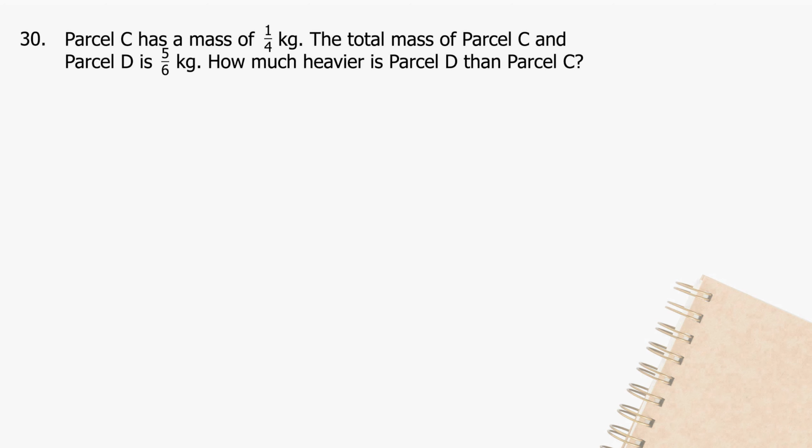Question 30. Parcel C has a mass of 1/4 kilogram. The total mass of parcel C and parcel D is 5/6 kilogram. How much heavier is parcel D than parcel C?